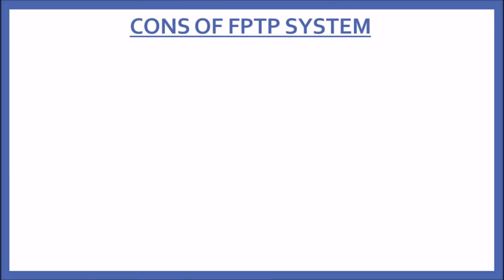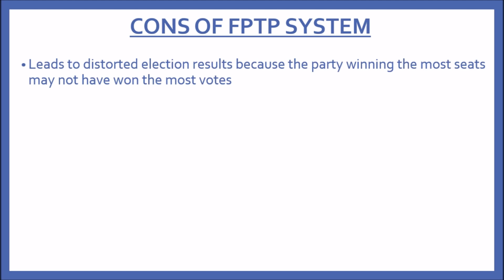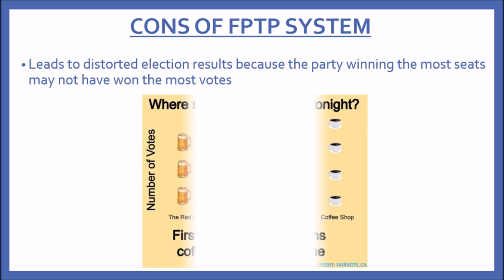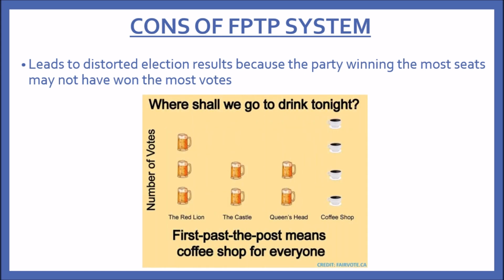Now let us flip and look at some cons of the first past the post system. So we'll start with the fact that this system leads to distorted election results because the winning party may not have won the most votes, but they would have won the most seats. So here's an illustration for us to explain that.